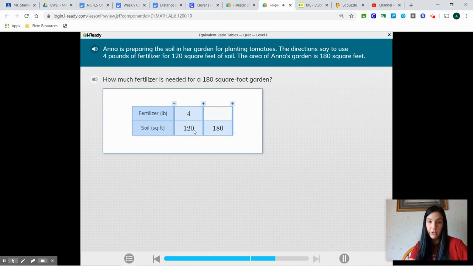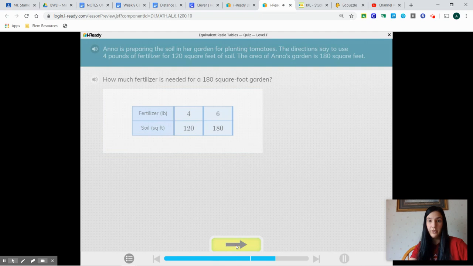Okay, so again, we're going to do 120 divided by 4, which will give us 30. So we know that we need 30 square feet of soil for 1 pound of fertilizer. So we're going to do 180 divided by 30, which is going to give us 6. So over here, we're going to type in 6 and go on.